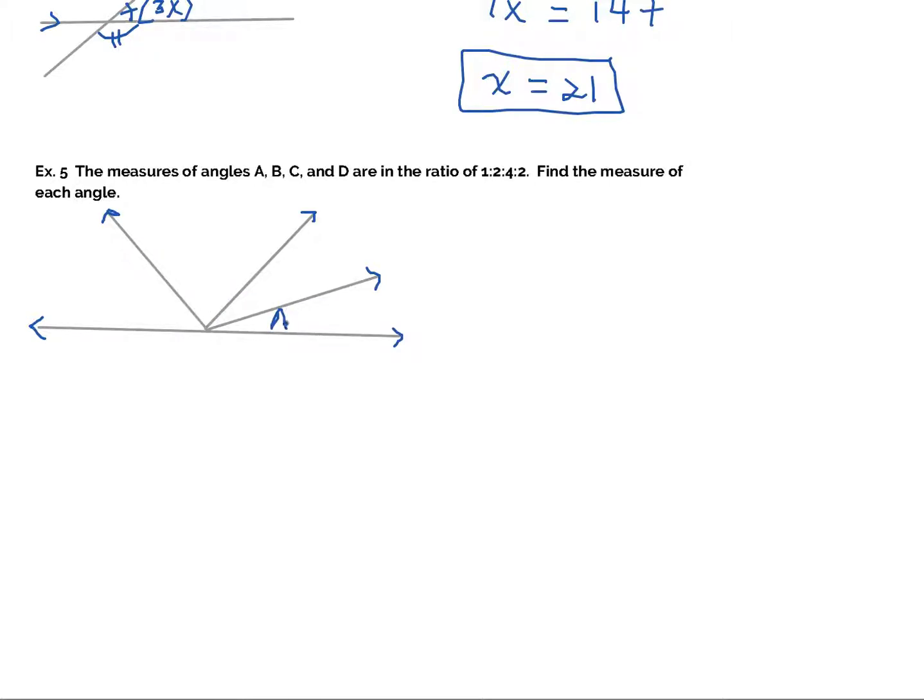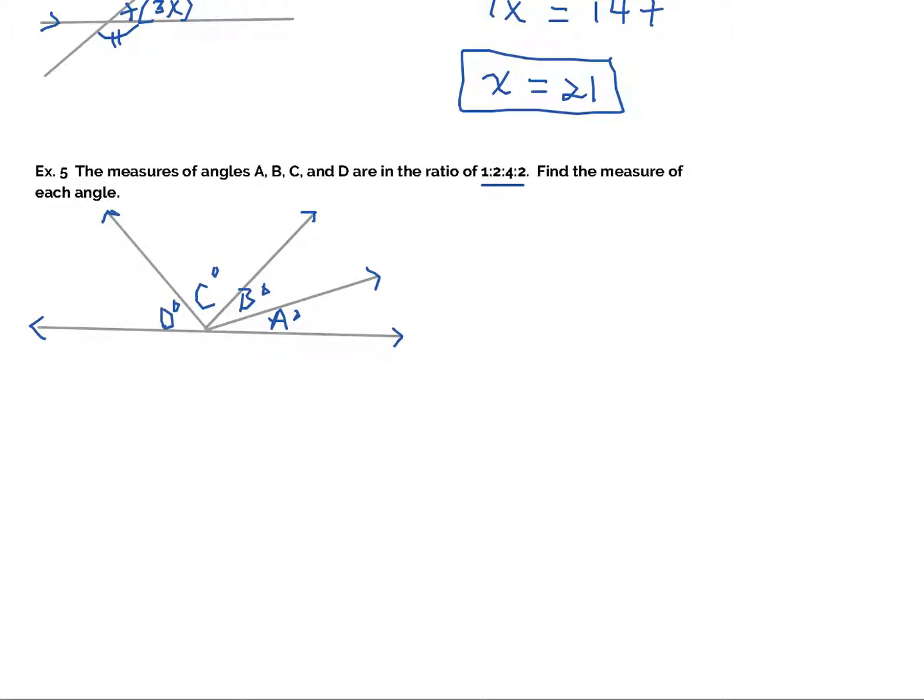This is A degrees, B degrees, C degrees, and D degrees. Now, all these angles share a side with another angle, and they all lie on one line. So we know that A plus B plus C plus D are all going to add up to 180 degrees. Now the thing that's going to throw you here is it has a ratio of 1 to 2 to 4 to 2. So we have to find the measure of each angle.